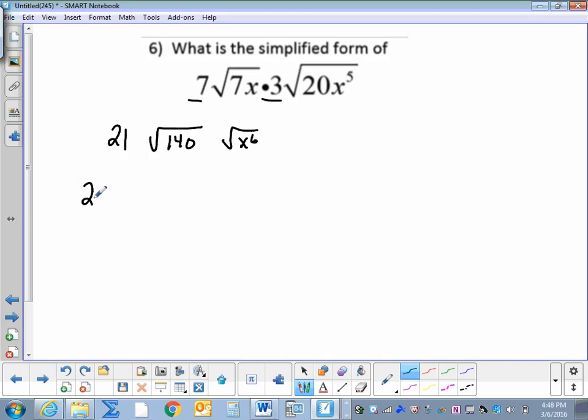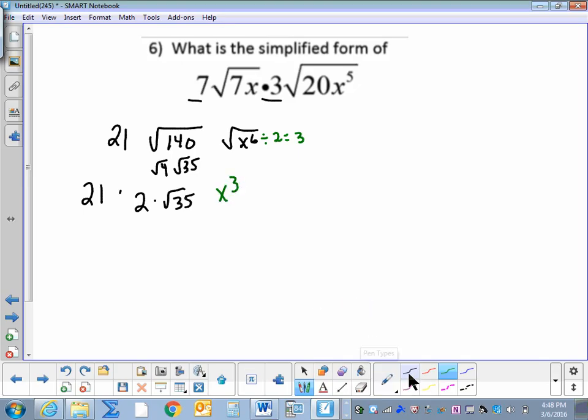So we have 21 times the square root of 140, which can be written as the square root of 4 times the square root of 35. So 2 square roots of 35. And then we have x to the 6th. Remember, for the variable, we divide the exponent by 2. There's no remainder, so this just simplifies to x to the 3rd.